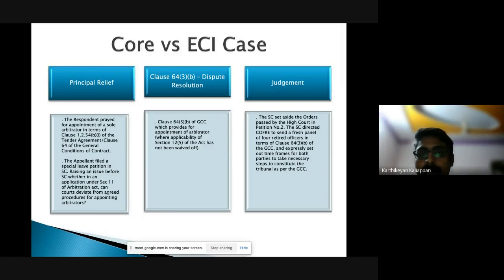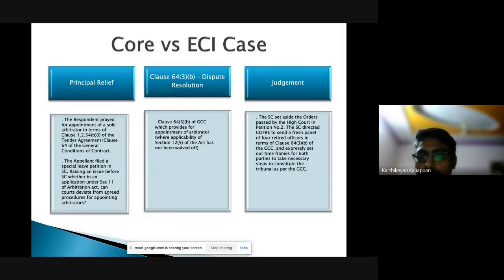So if you look into this, the first thing here, the respondent prayed for appointment of a sole arbitrator in terms of clause 1.2.54b of the tender agreement, conditions of the contract. So he was looking for a separate arbitrator challenging the termination. The High Court then directed ECI to avail the alternative remedy by invoking an arbitration clause. So the High Court said, we are not giving any judgment, so you better go ahead and invoke an arbitration clause and try to get an arbitrator appointed. Accordingly, the respondent, that is ECI, invoked the arbitration agreement as per the general conditions of the contract and requested CORE for the appointment of a tribunal.